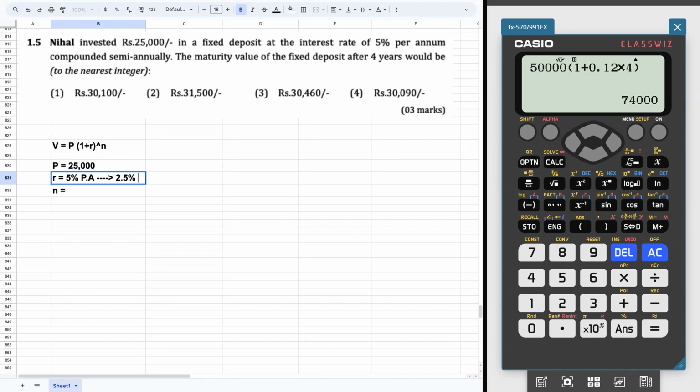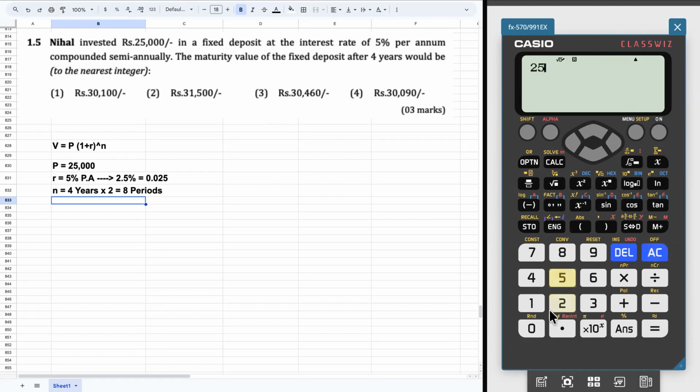So 2.5% per semi-annual period, right? So 2.5% is actually 0.025. And now we have set the interest rate on a semi-annual basis. So we need the total periods also on a semi-annual basis. So if we have a 4-year period, and in 1 year there will be two semi-annual periods, so there will be 8 periods actually. So now we can apply the formula very simply.